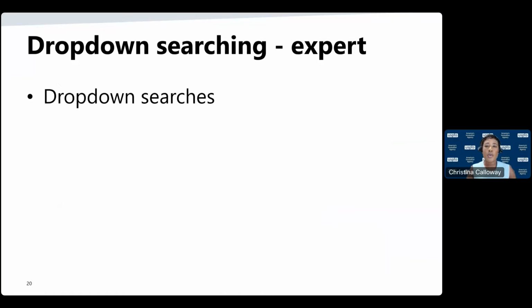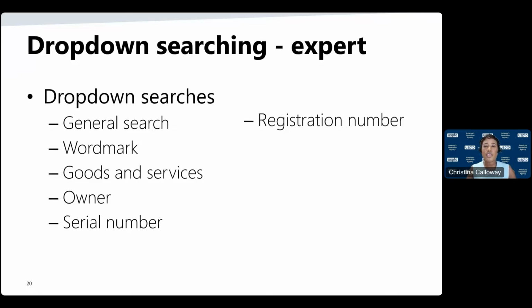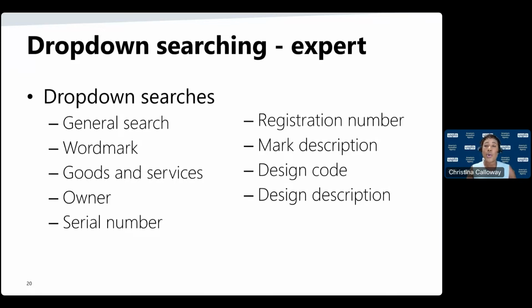So in expert mode, in that drop-down menu, you're going to see general search. It's always going to default to general search, whether you're in basic or expert mode. You'll see the word mark, goods and services, owner, serial number, registration, mark description, and then that added functionality of searching by design code or design description, and then field tag in the search builder as well.